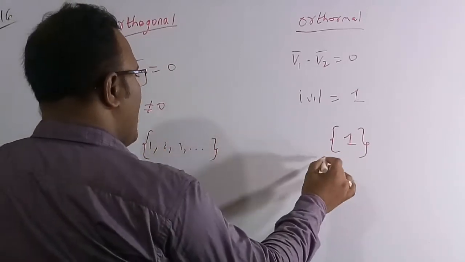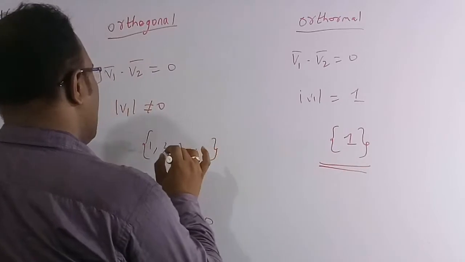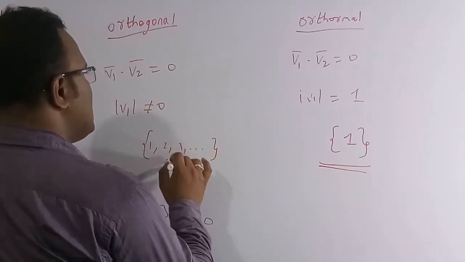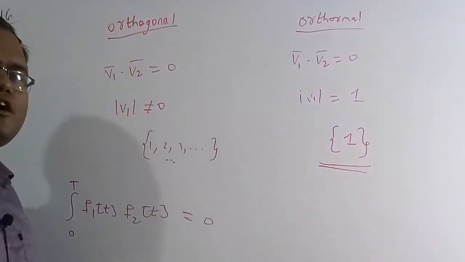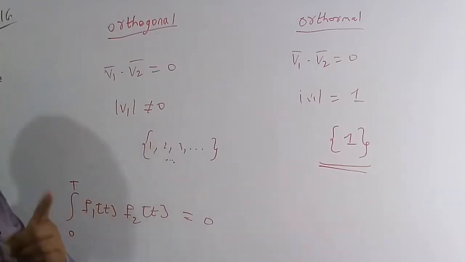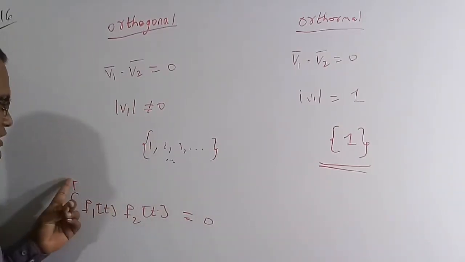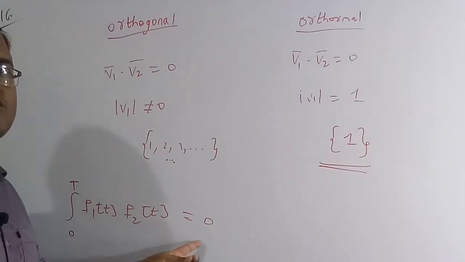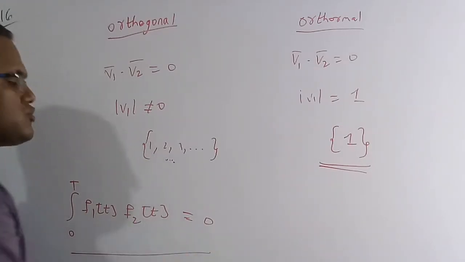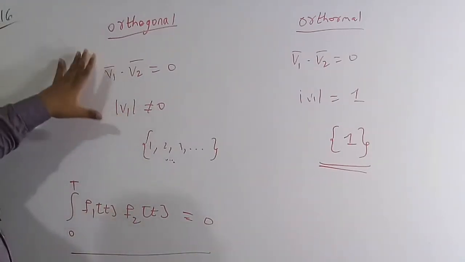So therefore all the orthonormal signals are orthogonal, but not all orthogonal signals are orthonormal. That is the concept here. For signals and systems, the orthogonal property is the integration from 0 to T of f1(t) times f2(t) dt equal to 0. This is the meaning of the orthogonal property for signals. This is for the vectors.